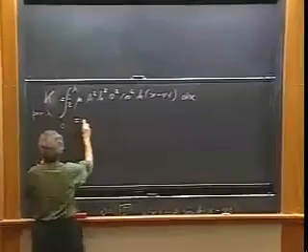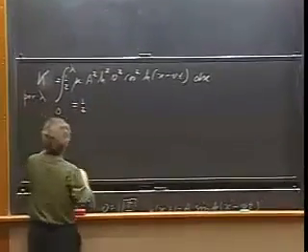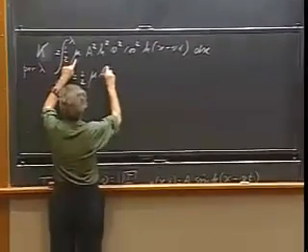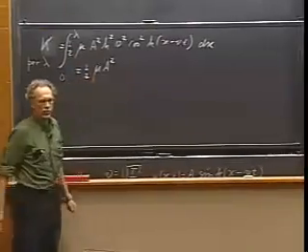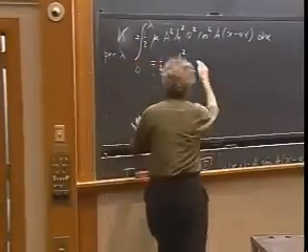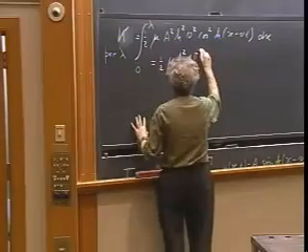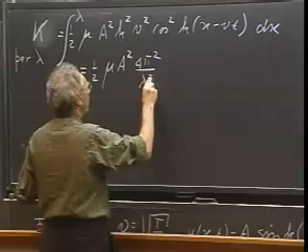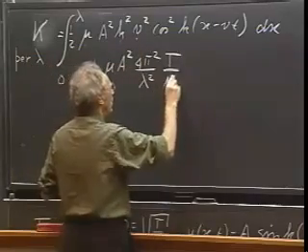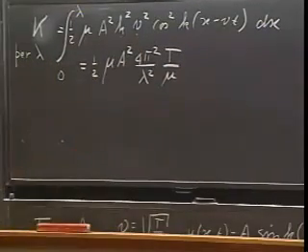So I get 1/2. I'm going to get here a mu. I get an a squared. I'm going to write down for k 2 pi divided by lambda. So that becomes 4 pi squared divided by lambda squared. For v squared, I'm going to write down T divided by mu. Remember, the velocity was the square root of T divided by mu.